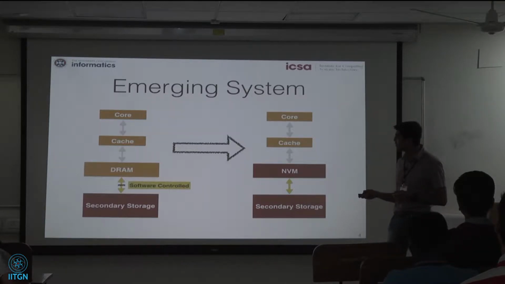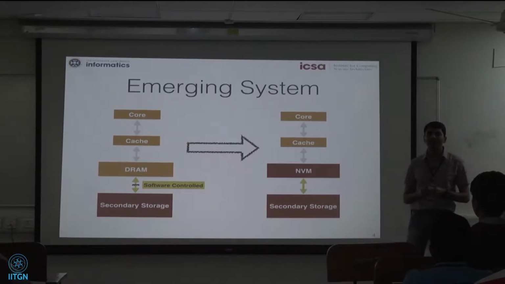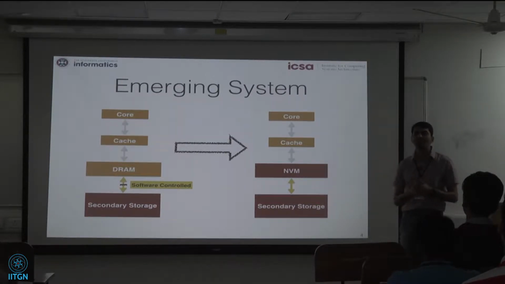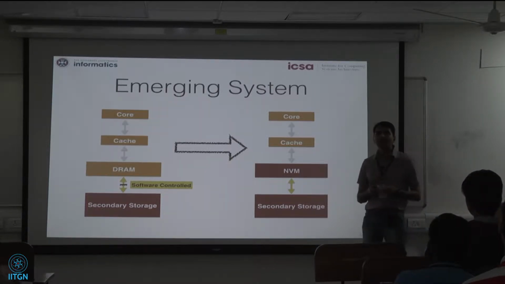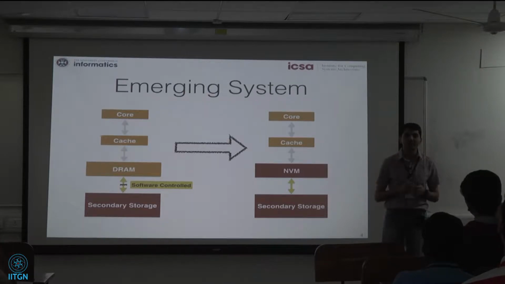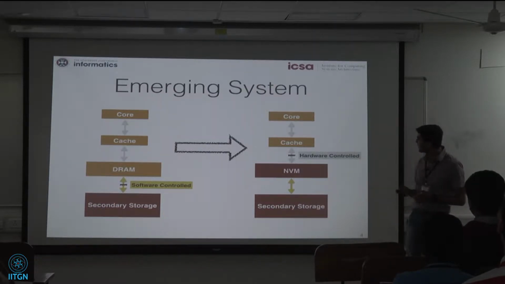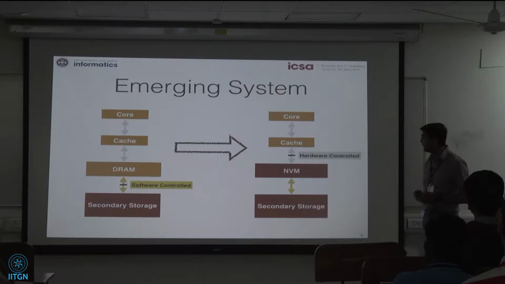Now, if you look at this picture closely, the boundary between volatile and non-volatile memory in a traditional system is software controlled. Whenever you want to move data, typically pages, between DRAM and secondary storage, the software or the operating system is involved in the process. That is why it has complete control and information about what data is moving from volatile to persistent domain. But if you look at this boundary in this emerging system with NVM, the boundary between volatile cache and non-volatile memory is hardware controlled. So the software does not have complete control or information about when data is going to move from volatile to persistent domain. And this is a problem.